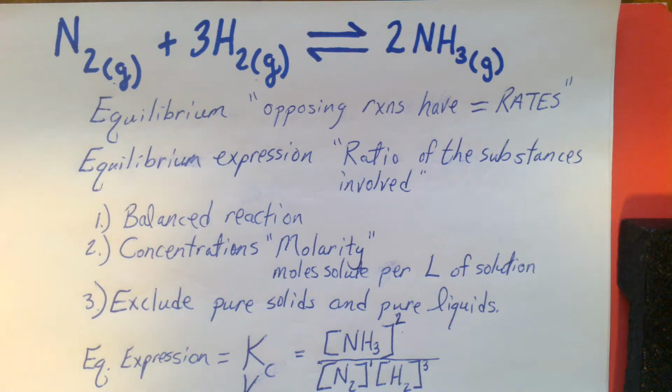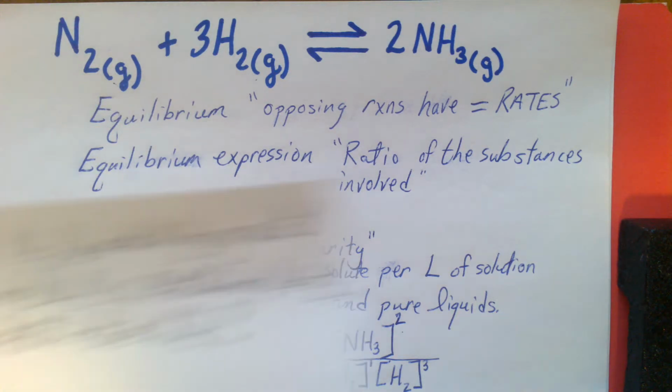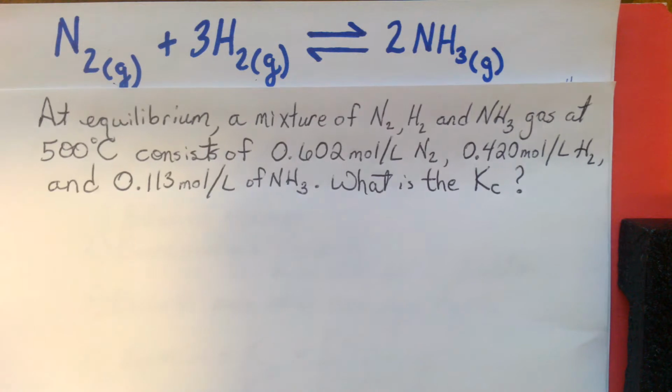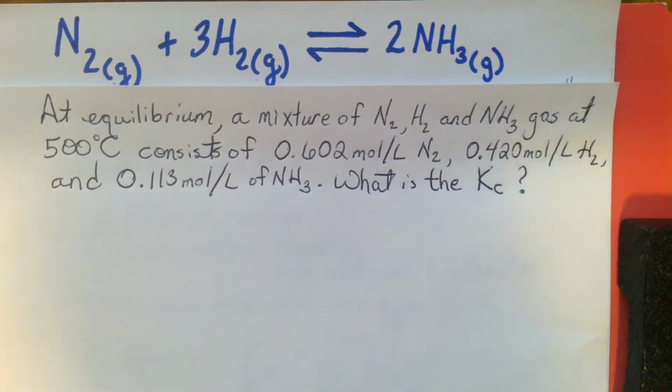Okay, so let's have an example here. Here's an example problem from our Haber process, the synthesis of ammonia. So here's a typical problem for an introduction to equilibrium. At equilibrium, a mixture of nitrogen, hydrogen, and ammonia gas at 500 degrees Celsius. Notice that I gave you the temperature here because remember, equilibrium expression values are temperature specific.